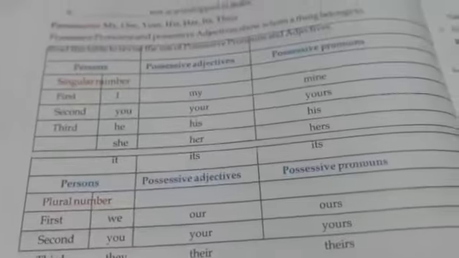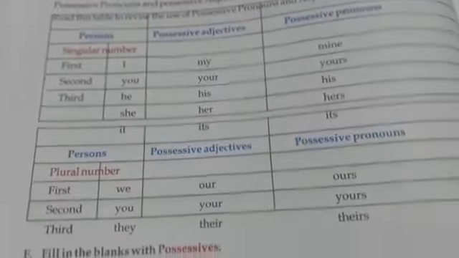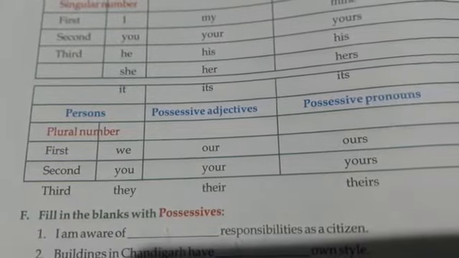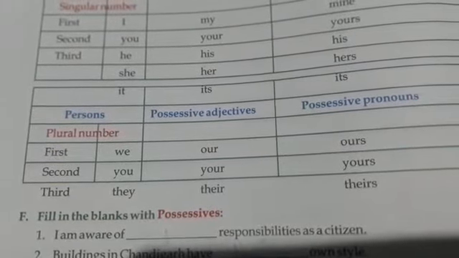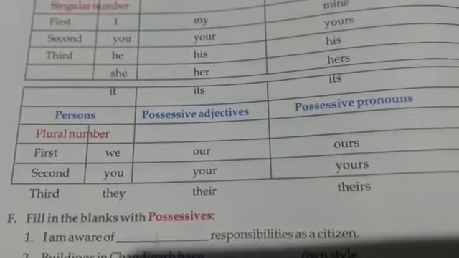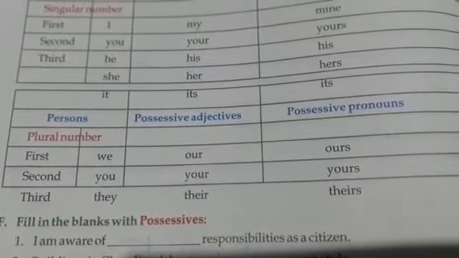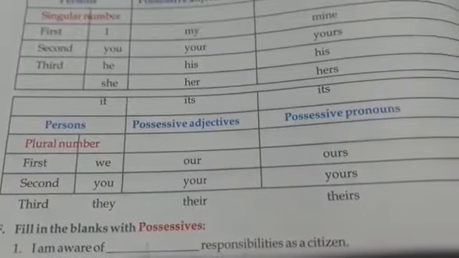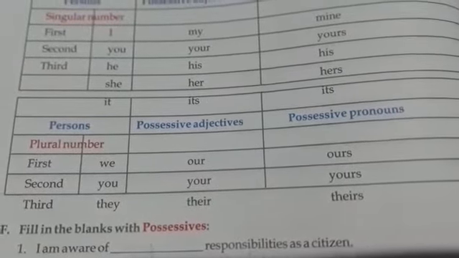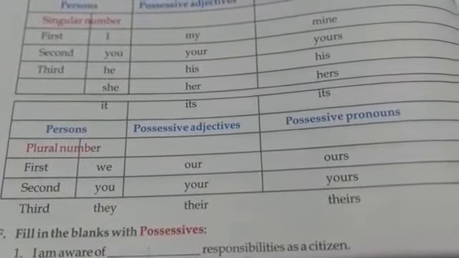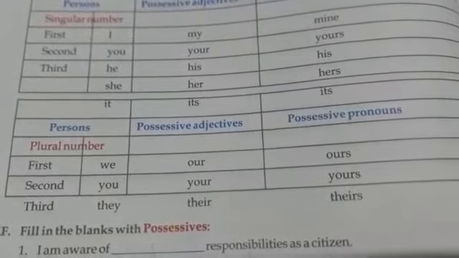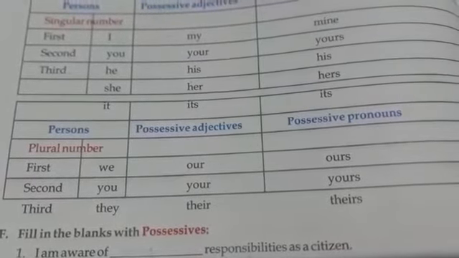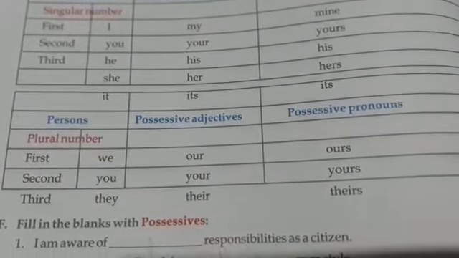Plural number. Earlier we had singular number, now we are having plural. First person we. For we, the possessive adjective we use is our and the possessive pronoun we use is ours. Second person you, your, yours. Third person they, their, theirs.